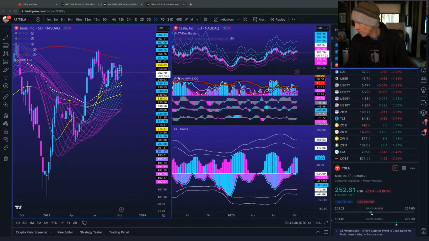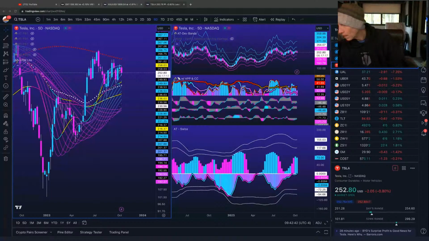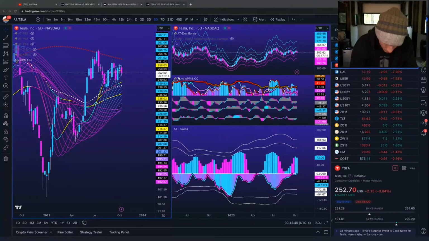I'm just paying attention to Roku. It's going to hit its third standard deviation because it's in that trend, and it'll probably be a good point to jump in. Let's see here.